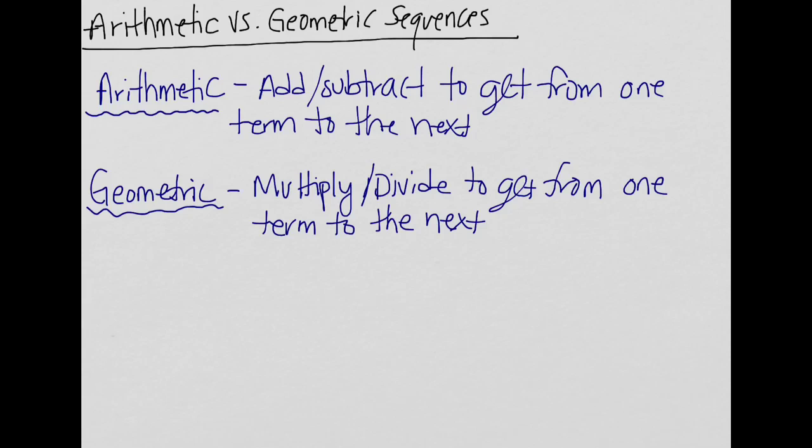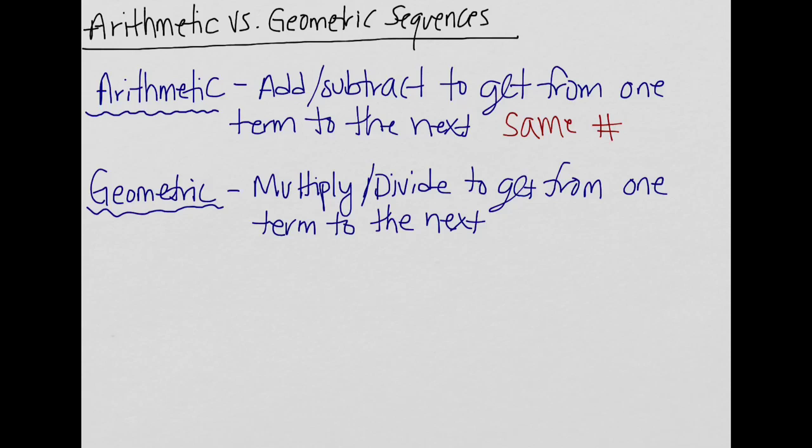Arithmetic sequences are sequences where you add or subtract to get from one term to the next, and you have to add or subtract the same number each time. That's the key. There might be a sequence where you're adding 1, then adding 2, then adding 3. Well, that's not going to be an arithmetic sequence just because you're adding. It has to be adding the same number. So you want a sequence, for instance, like add 1, add 1, add 1 all the way through.